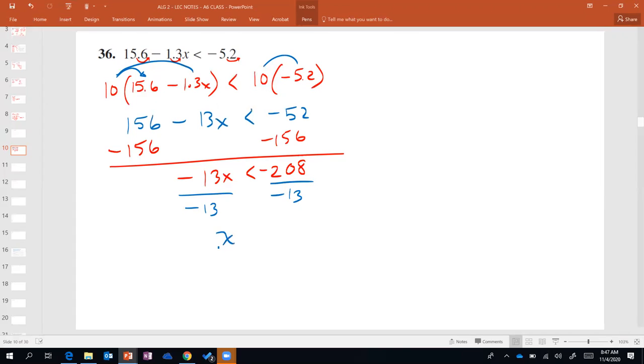Do we switch the inequality, yes or no? Yes. Absolutely, we're switching the inequality here. See, negative 13, does 13 go into 208? It does? Okay. How many times? 16. Oh, cool. Okay, you guys already know it. How did you guys figure that out?